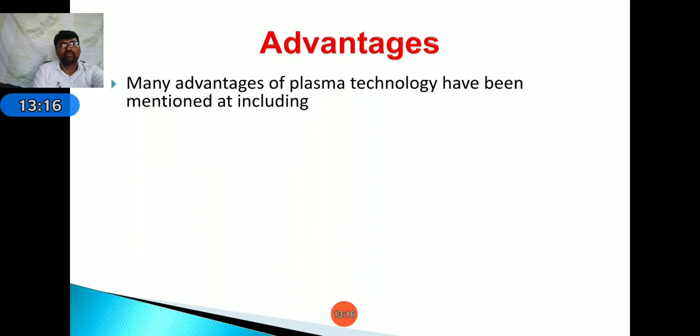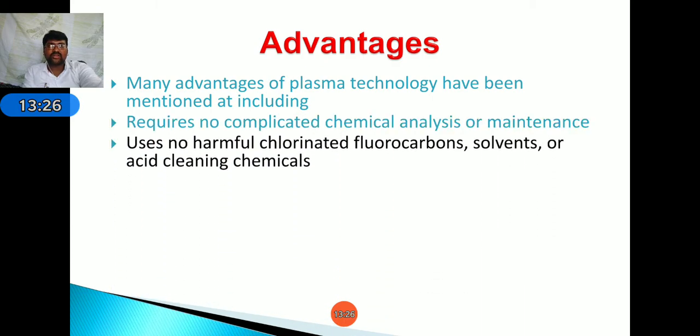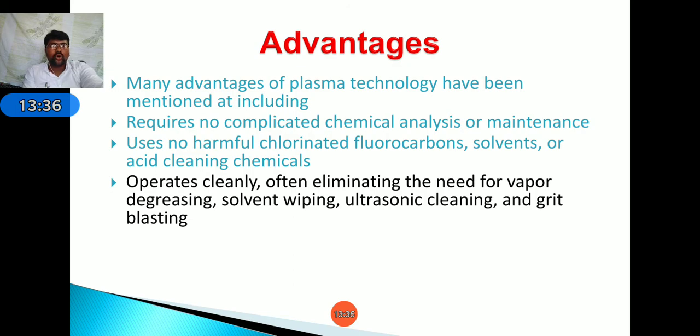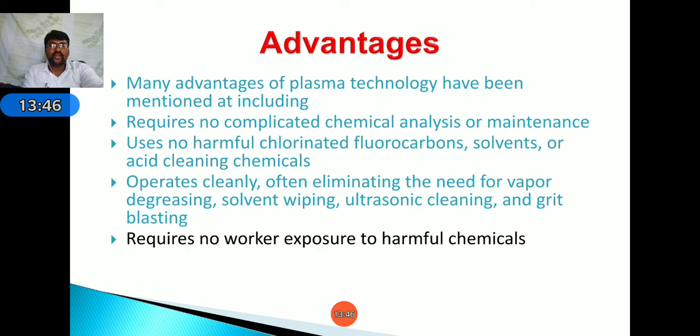Next, coming to advantages. Many advantages of plasma technology have been mentioned, including that it requires no complicated chemical analysis or maintenance, no use of harmful chlorinated fluorocarbons, solvents, or acid cleaning chemicals, and it operates cleanly, eliminating the need for vapor degreasing, solvent wiping, ultrasonic cleaning, and grit blasting. It requires no worker exposure to harmful chemicals. Next, it needs less energy to operate.